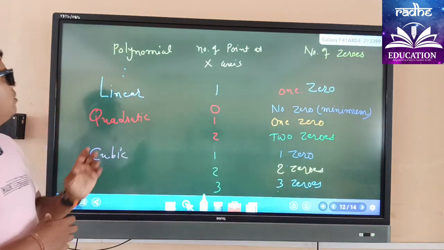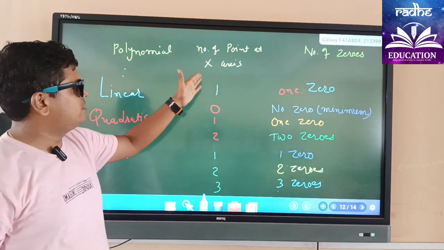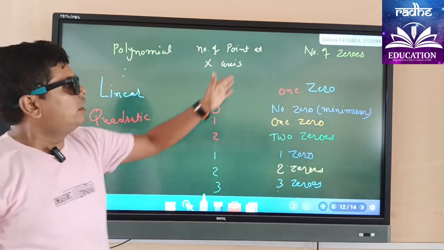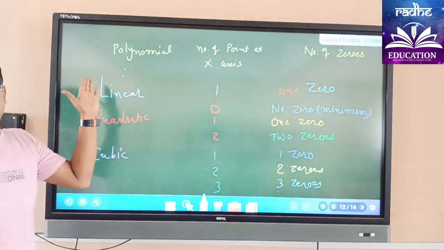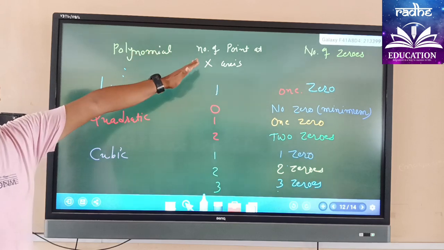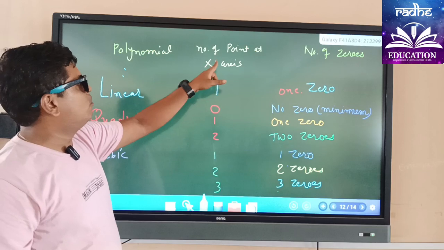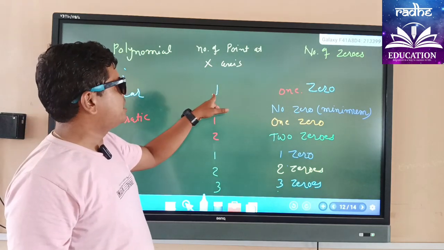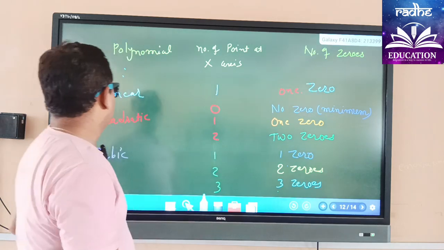This is the summary: polynomial, linear, quadratic and cubic, and the number of points at which it intersects the x-axis, that is, the number of zeros. It is not compulsory that it is only the x-axis. If the polynomial is in the variable y, then it will intersect the y-axis. Are you getting it? If the polynomial is linear, the number of points where it intersects the x-axis is 1, so the number of zeros is 1. You will get one solution.